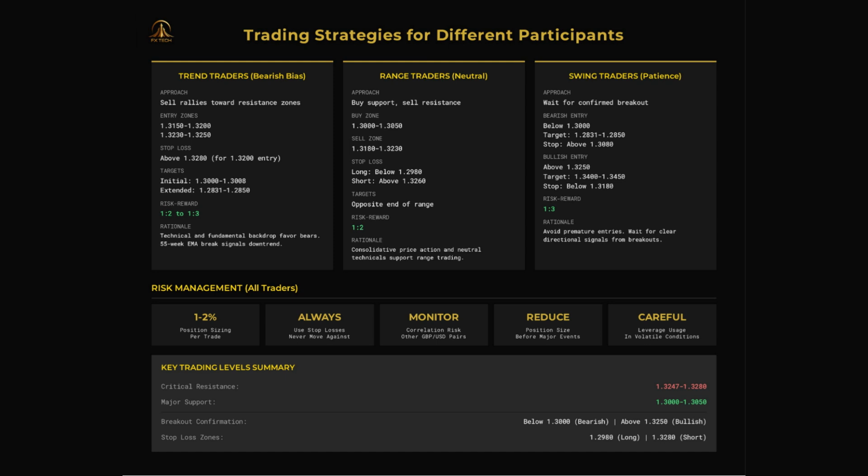Risk management is critical. Position size at 1 to 2% per trade. Always use stop losses. Monitor correlation risk. Reduce size before major events, and use leverage carefully in volatile conditions.